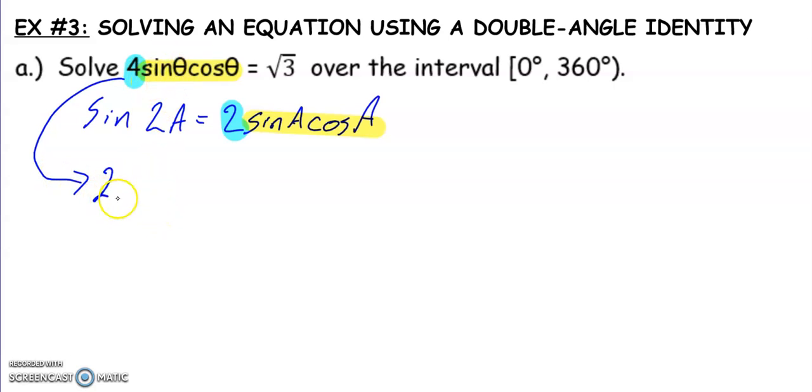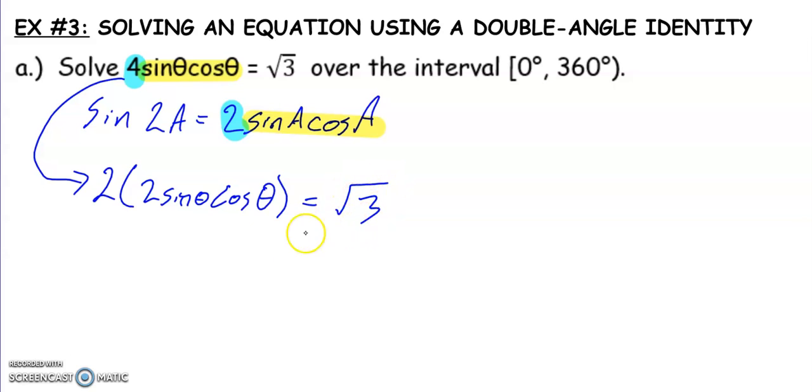This can be rewritten as 2 times 2 sine theta cosine theta, and that's going to equal radical 3. So right here, you've got the 2 sine theta cosine theta, 2 sine A cosine A. So I can take all of this and replace it with this. Make it a little simpler to use. So the 2 right there comes right down, 2 times the sine of 2A.